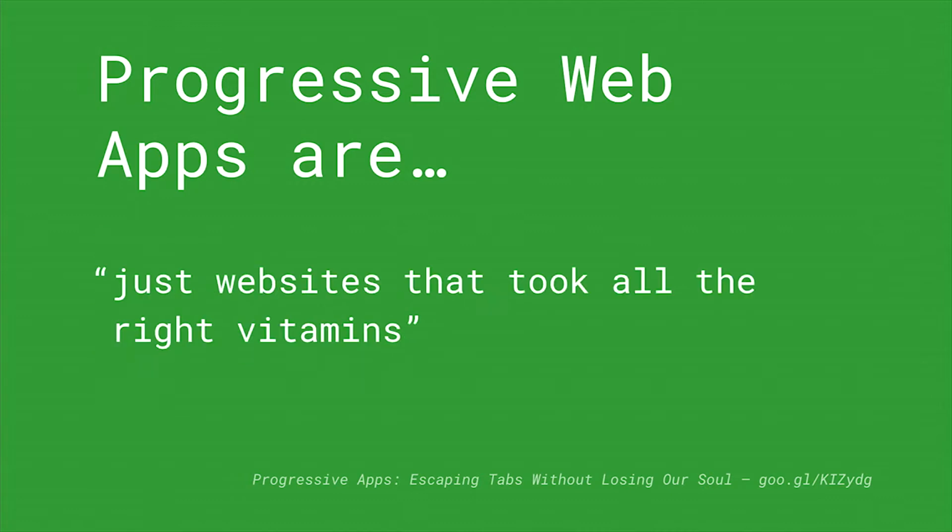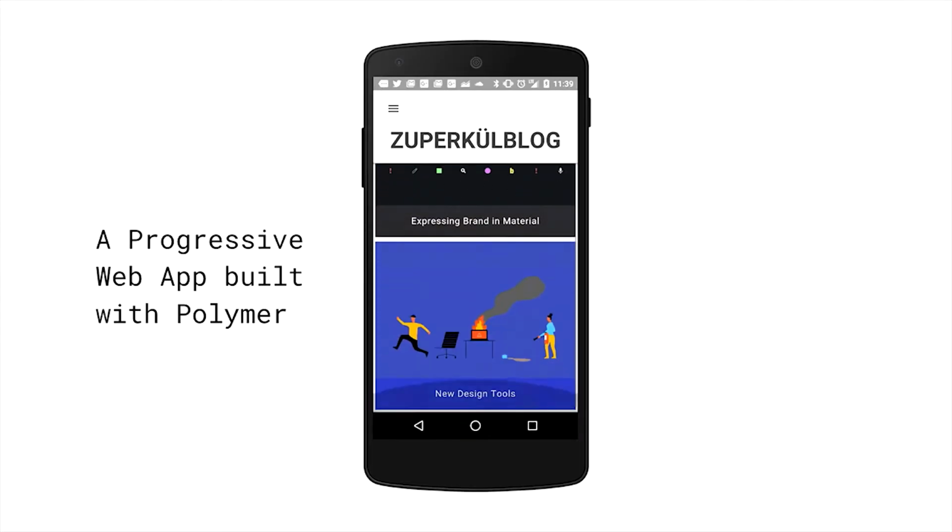There's a line in that same blog post where Alex says that a progressive web app is just a website that took all the right vitamins. And I think that's a really good way to think about things. So what I wanted to do today was build a Polymer app to hit all those guidelines and demonstrate the areas where I think Polymer can really give you a leg up if you're building a progressive web experience. So this is the little app that I built.